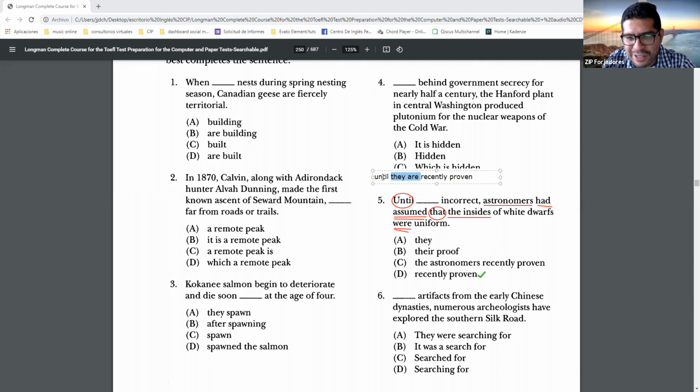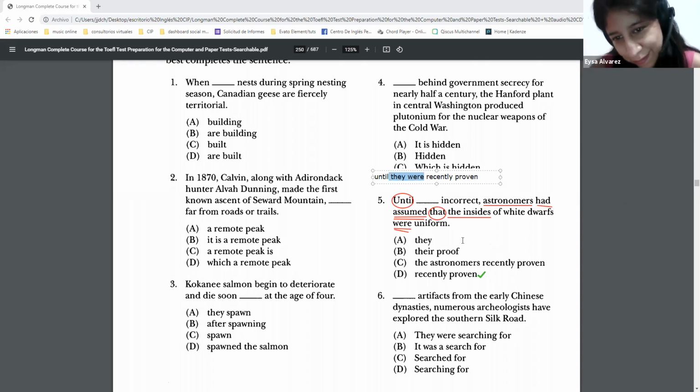Remember, when you have an adverb connector, you're going to have a subject and a verb. In this case, they were recently proven, because it's past, right? So until they were recently proven incorrect is the complete one. So remember, connector, subject, verb. And if you want to reduce another clause, you're going to omit the verb to be and the subject.